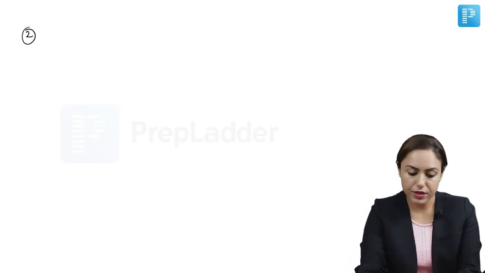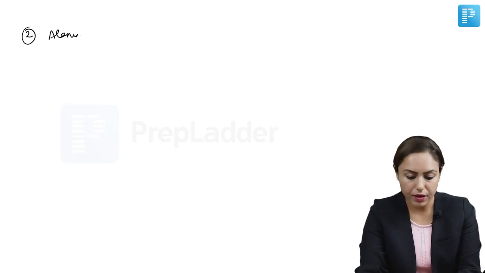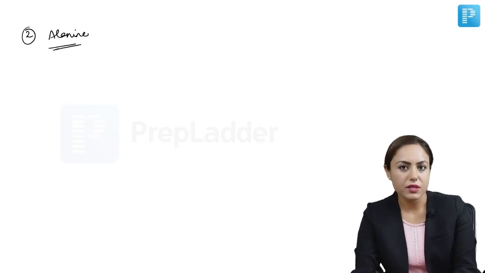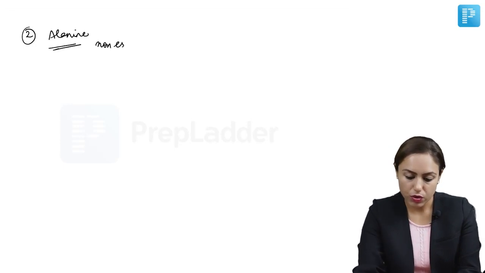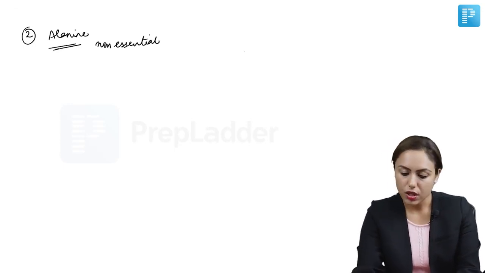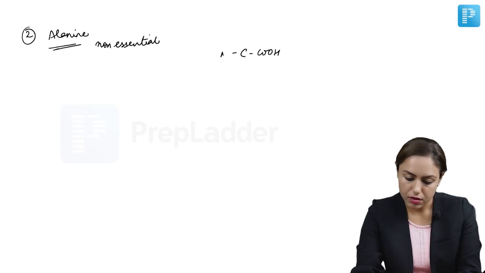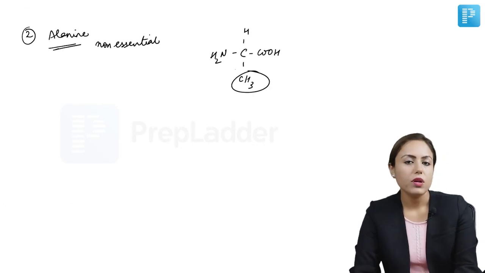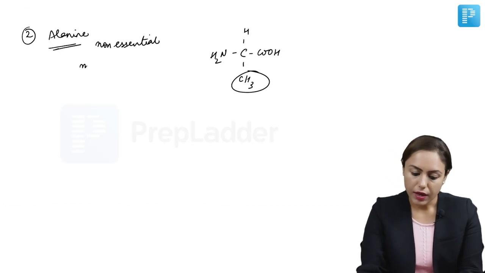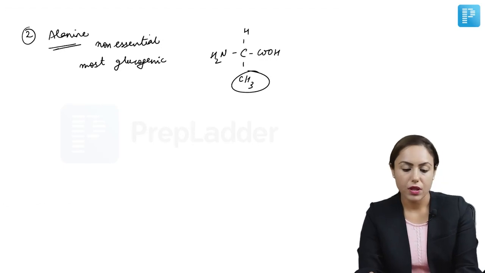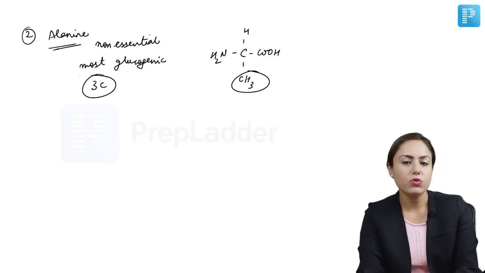Then the second amino acid in the aliphatic category is alanine. Alanine can be synthesized in the body, so this is also non-essential. The side chain in alanine is just a methyl group, so it is very easy to synthesize in the body. So it is non-essential. And I already told you it is the most glucogenic amino acid. Mostly 3 carbon compounds are glucogenic, and alanine also has 3 carbons, right?